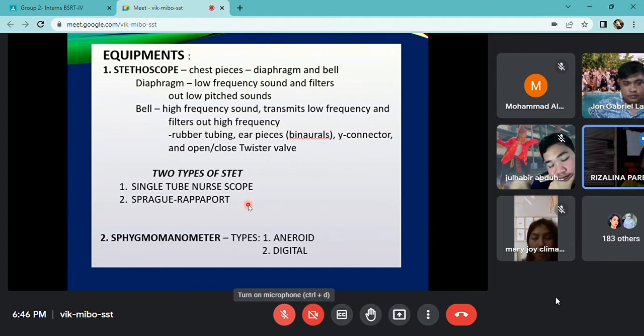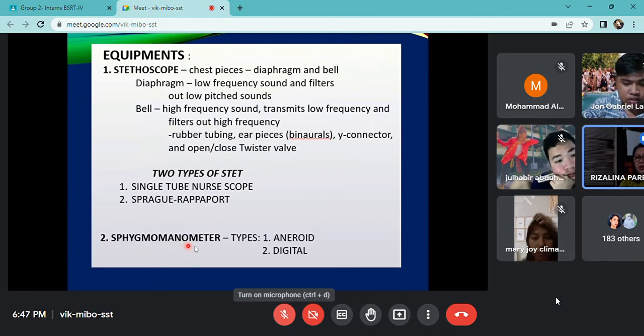But nowadays, meron na tayong mas effective din at mas portable dahil mas madaling isuksok sa bulsa ng blazer natin, yung single tube Nerscope. Littmann, yan.